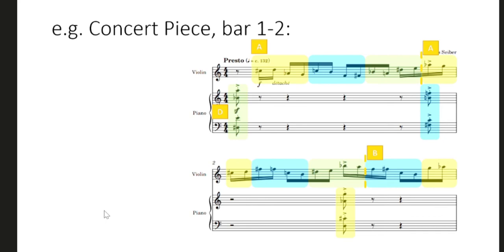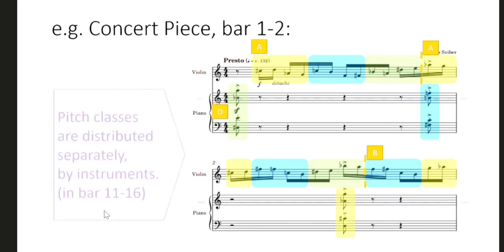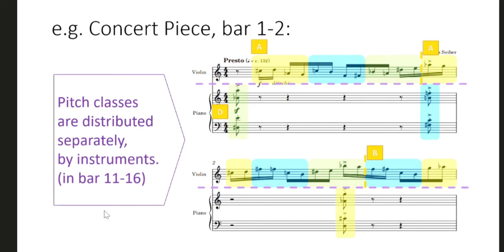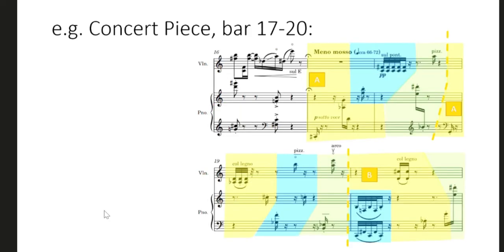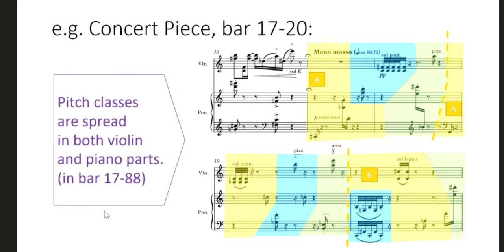Before bar 17, the sets were presented separately by instruments. And from bar 17 to 88, part of the pitch classes are played by the violin and the remains are played by the piano.